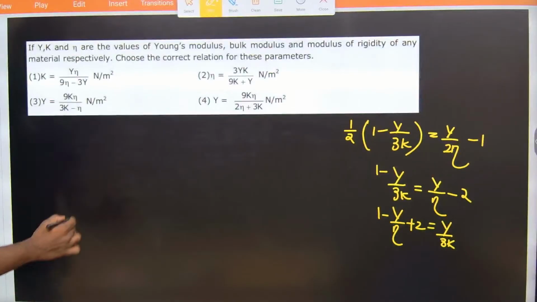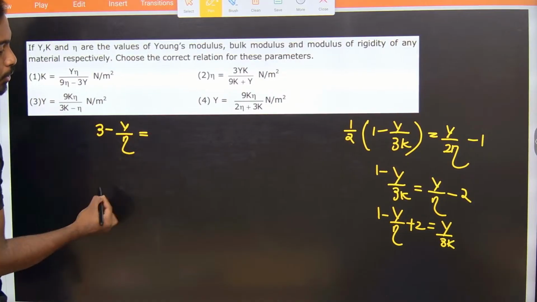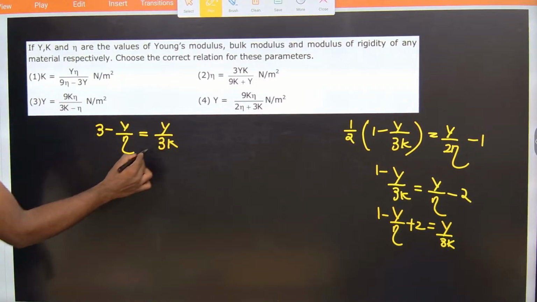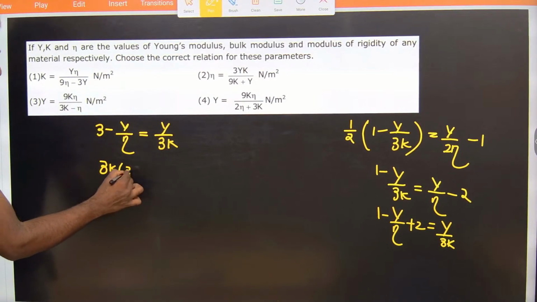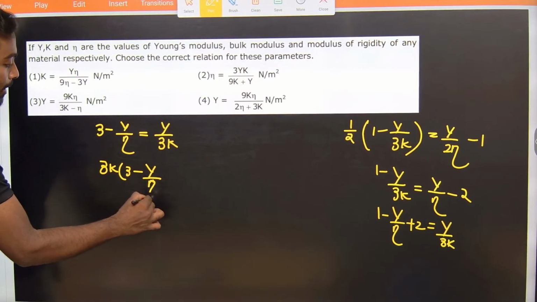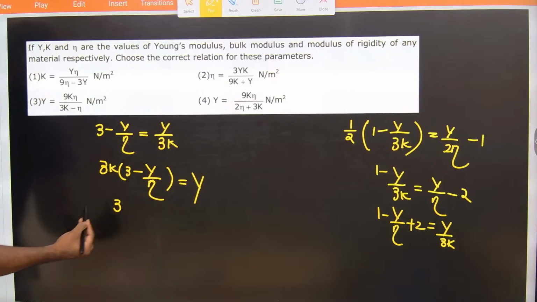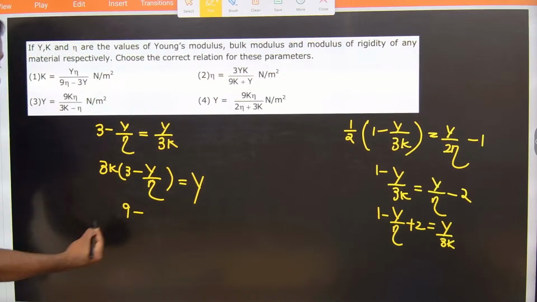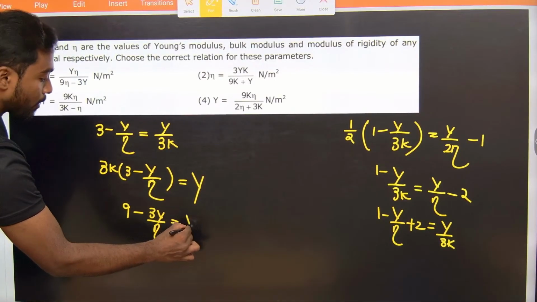Okay, so what is this? 3 minus y by eta is equal to y by 3k. So take this 3k one side: 3k into (3 minus y by eta) equals y. So 3 into 3, 9 minus 3y by eta is equal to y.